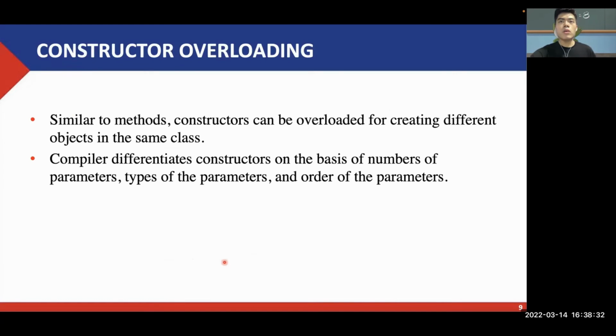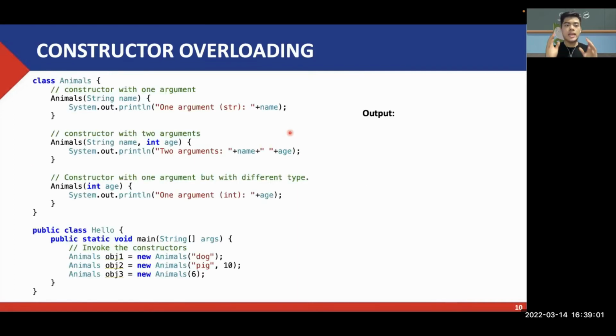Now, the most important topic that comes into play for OOP is known as constructor overloading. Similar to methods, constructors can be overloaded for creating different objects in the same class. The compiler differentiates the constructors based on the number of parameters, the types of the parameters, and the order of the parameters. We have a sample code about constructor overloading here.